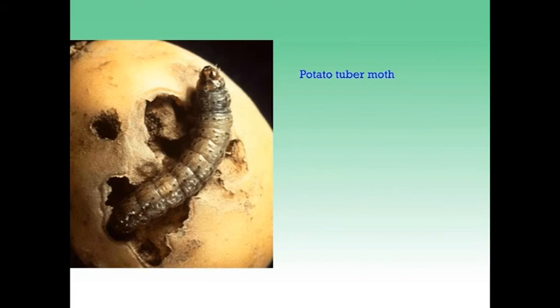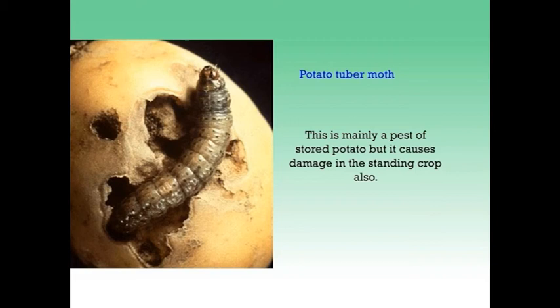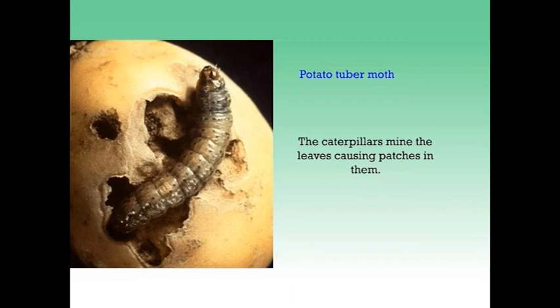The next pest is potato tuber moth. This is mainly a pest of stored potato, but it causes damage in the standing crop also. The caterpillar mines the leaves, causing patches in them. The damage done by the caterpillars to potato in store is much more serious. Let's see the control measures for avoiding this insect.